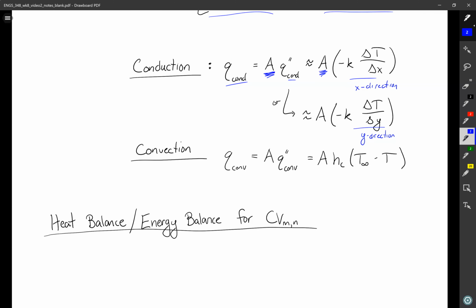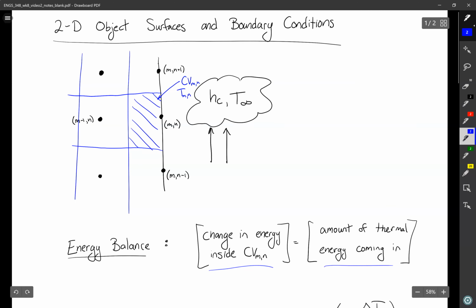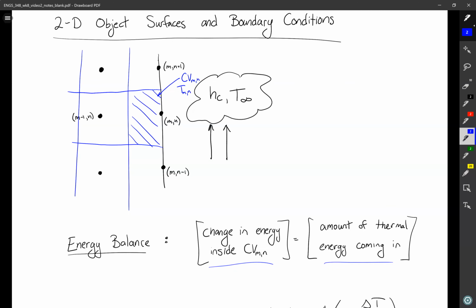For convection, it looks basically the same, but now we have our convection model. So again, the area where we're experiencing convection multiplied by our convective flux, or again, to write it out, area times h_c (T infinity minus T). So this is our equation for convection. We have equations for conduction. Now let's do a heat balance for our specific control volume, this shaded CV up here.